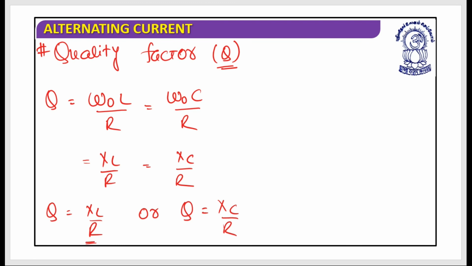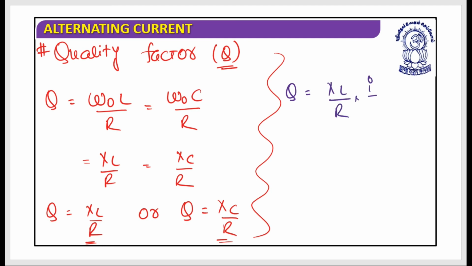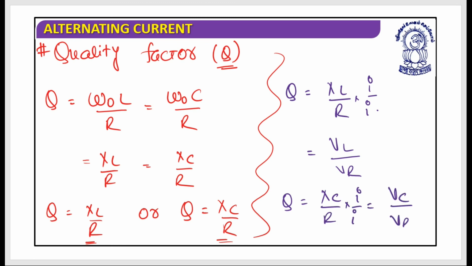Now these are the definition formulas. Now let's check out the application formulas. When I write Q is equal to XL by R, if I multiply and divide this with I, then I into XL is equal to VL by VR. In the same way, if it is XC by R and I multiply and divide it with I, it is VC by VR. I hope this is clear.